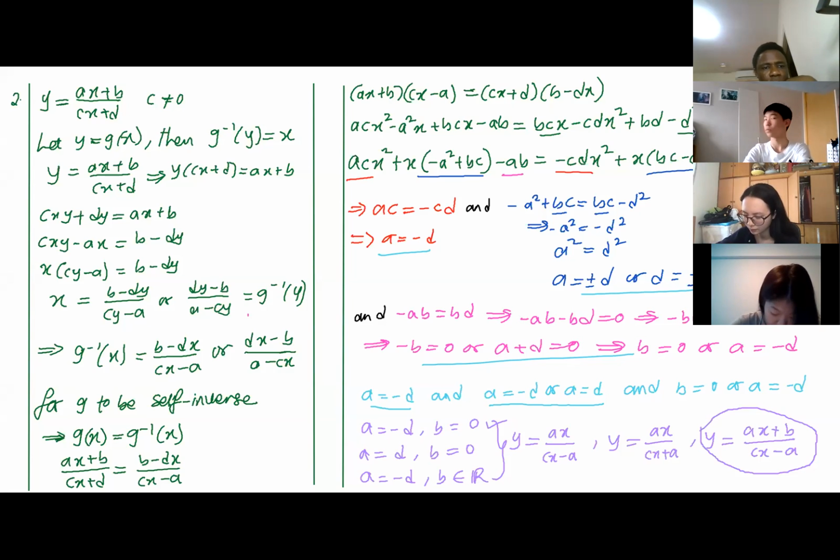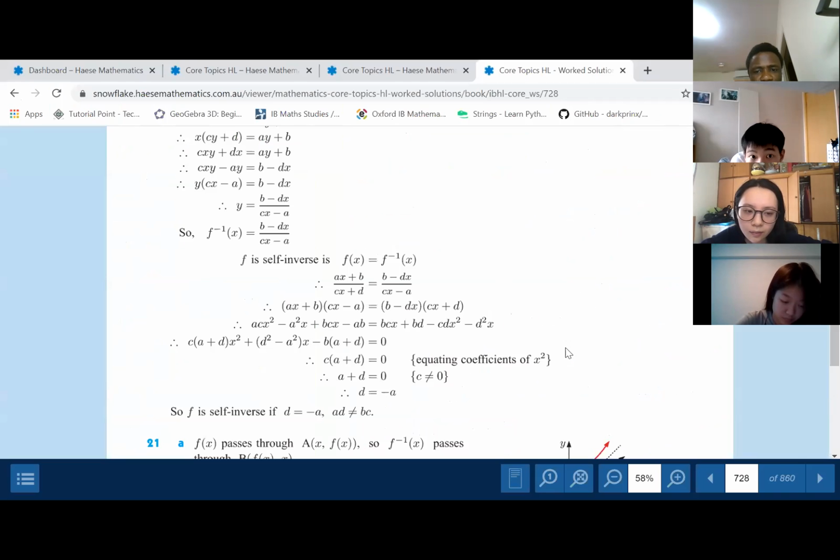So the option is D is equal to negative A. That's all. What? Does it mean there are no self-inverse functions when B is equal to 0? Yeah, this is what I'm saying. Looks like we have done even more than what we're supposed to do. I don't want to believe this is the only one.